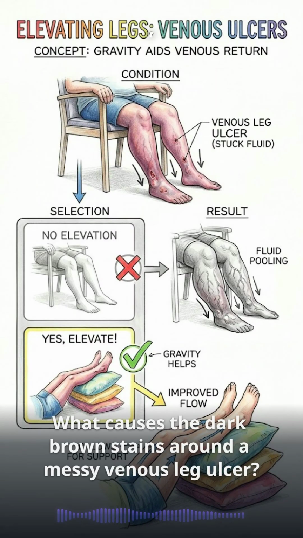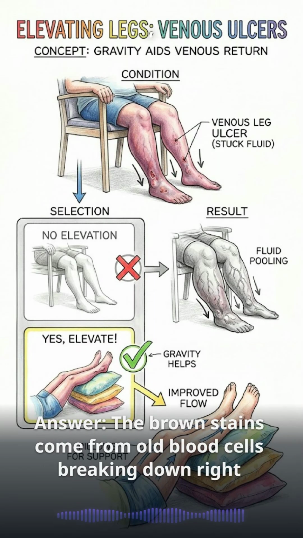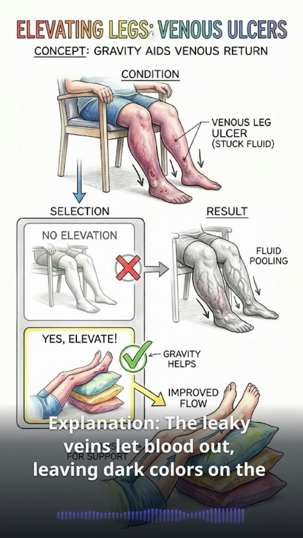23. What causes the dark brown stains around a messy venous leg ulcer? The brown stains come from old blood cells breaking down right there. The leaky veins let blood out, leaving dark colors on the lower leg.